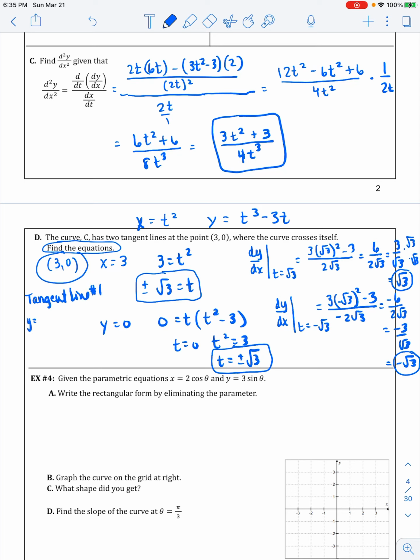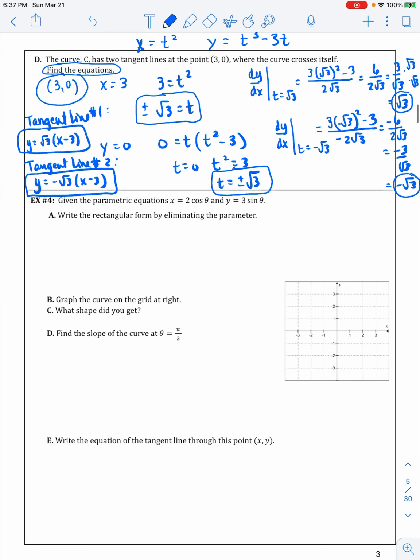So now our tangent line number 1 is going to be y equals the square root of 3 times x minus 3 and then plus 0. And then tangent line number 2 is going to be y equals negative square root of 3 times x minus 3 plus 0. So there are your equations for your two tangent lines that go through that 3, 0.